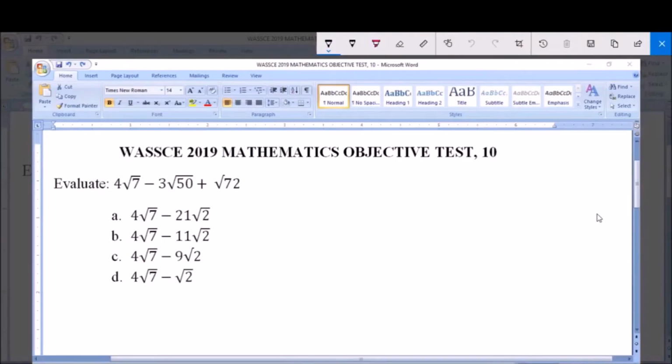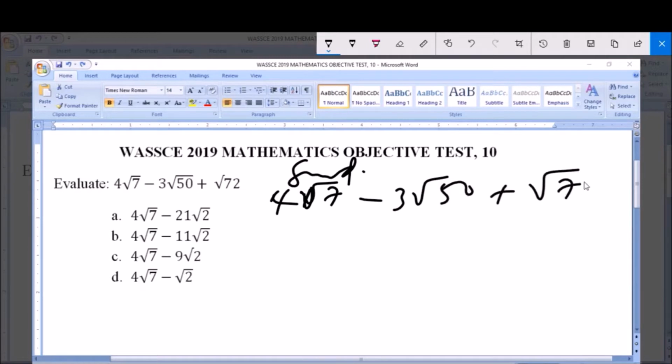Today we'll be dealing with WAEC 2019 Maths Objective Test. I'll be solving question 10. Evaluate 4 root 7 minus 3 root 50 plus root 72.